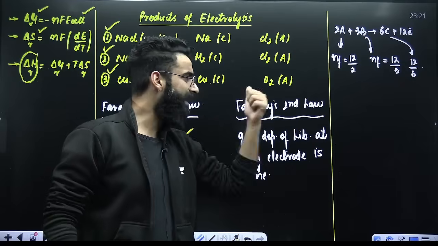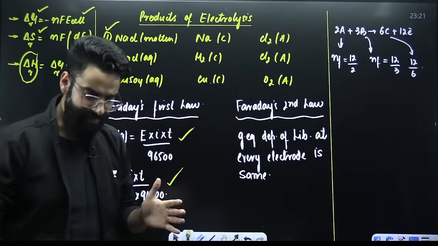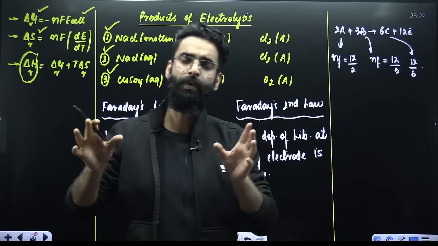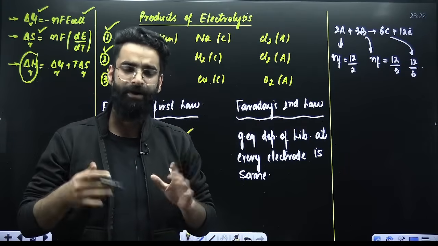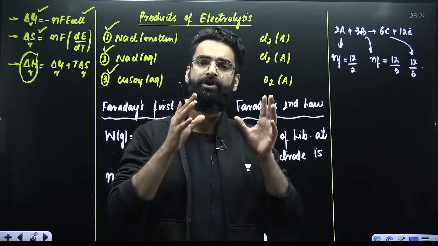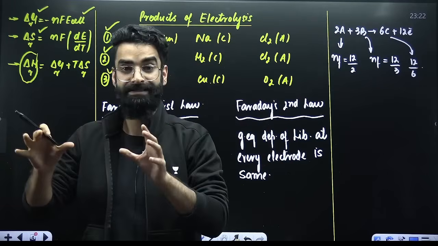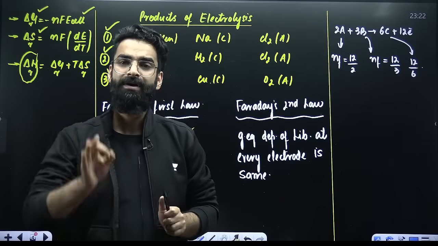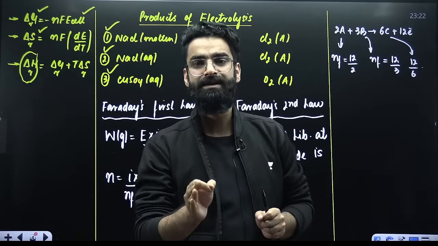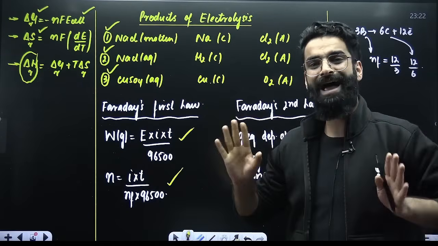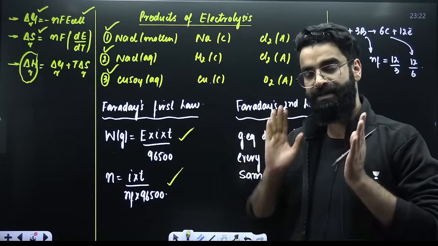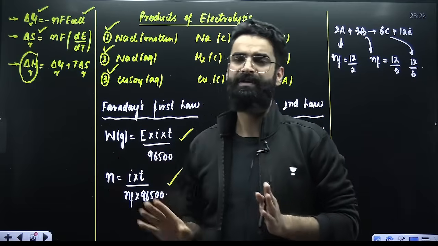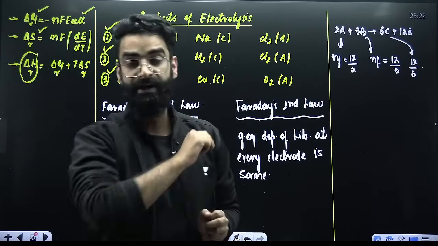Similarly, what is Faraday's second law? My dear students, Faraday's second law says that whenever you have two or more electrolytic cells containing different electrolytes connected in series, do remember the gram equivalents deposited or liberated at every electrode will be the same, right? Whatever electrode you have, the gram equivalents deposited or liberated at every electrode are definitely going to be the same.